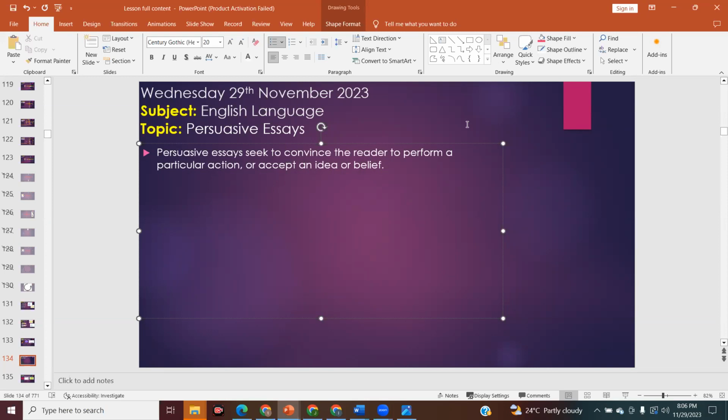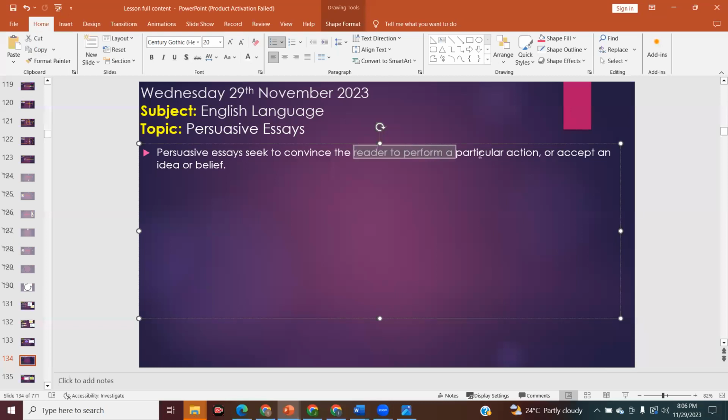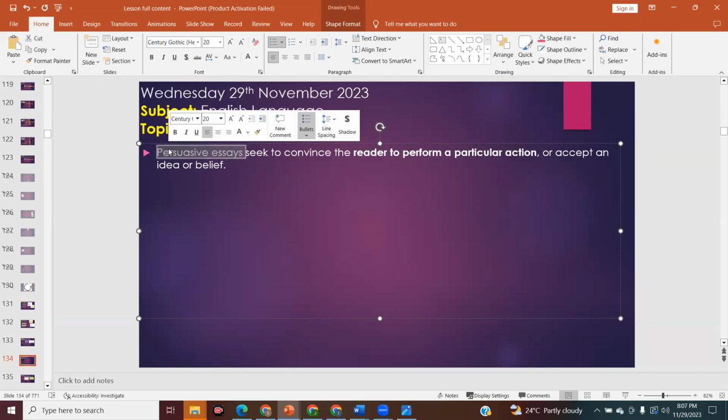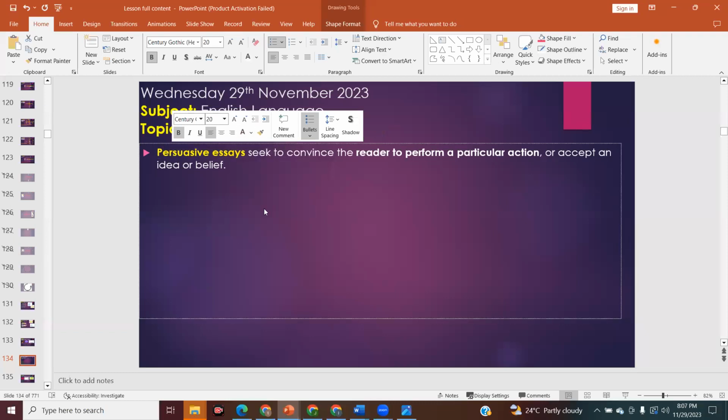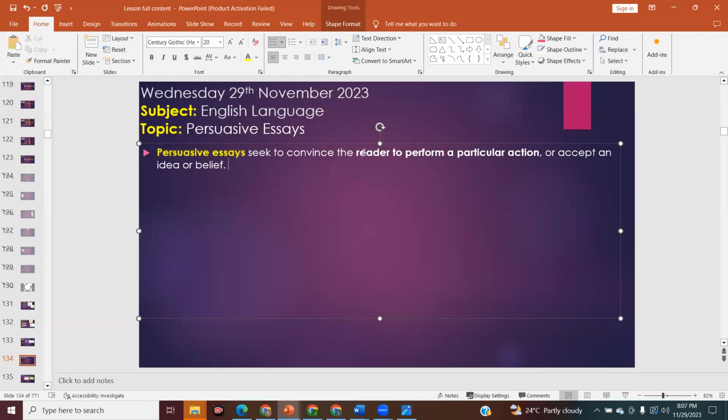So in a persuasive essay, you are trying to convince someone to do something, whether you want them to go vegan, go plant-based, exercise more, go to a particular church, read more books, or become a math enthusiast or a science enthusiast. It's there to convince the reader to perform some action, right?